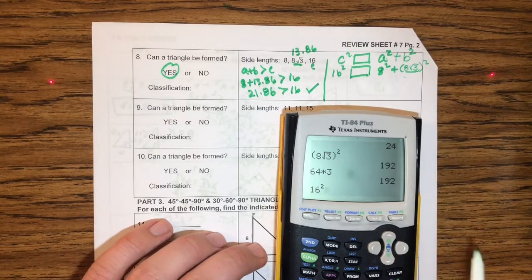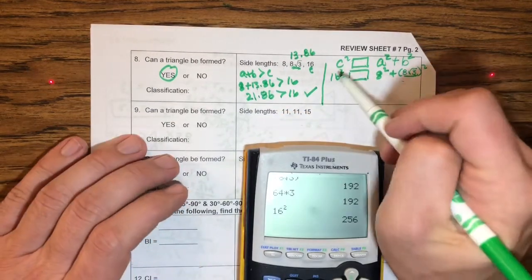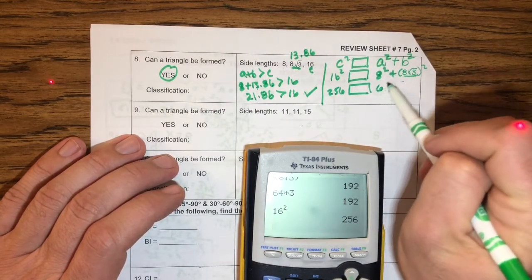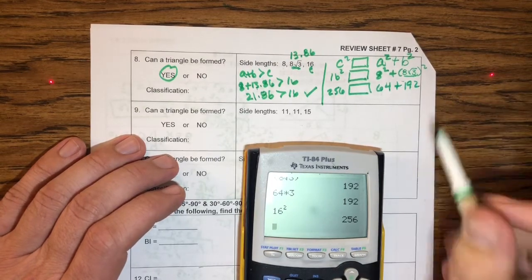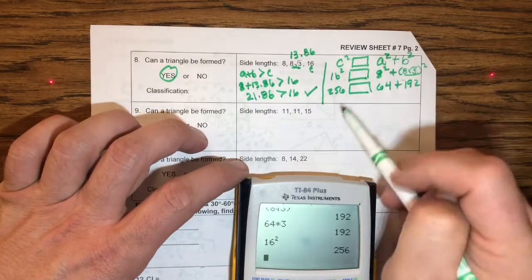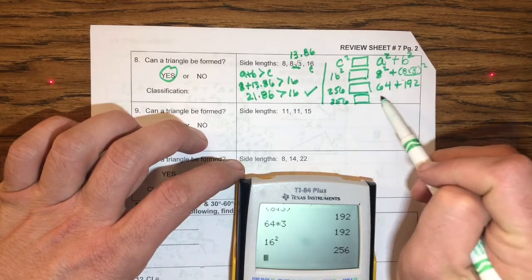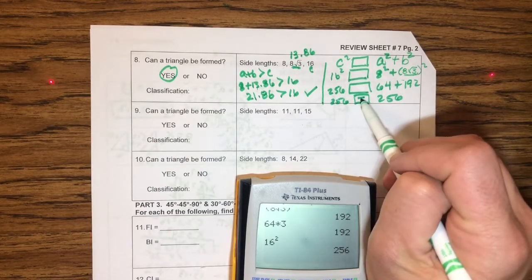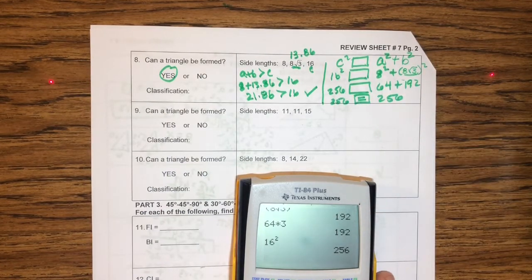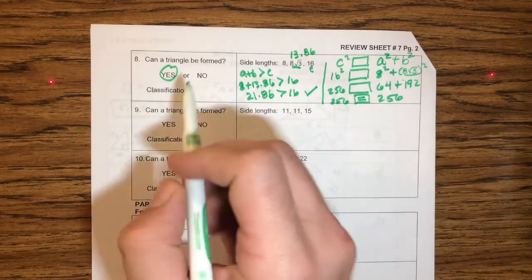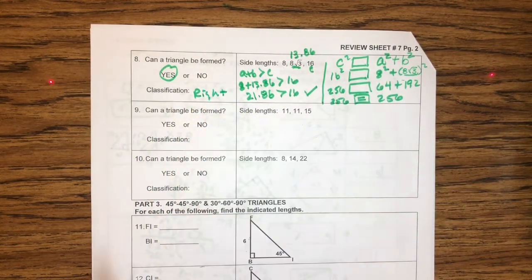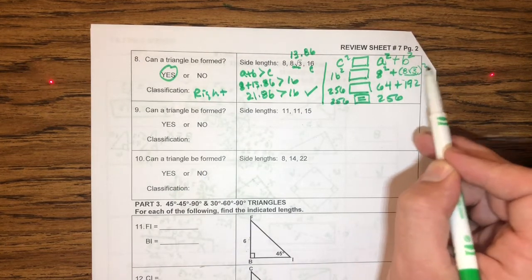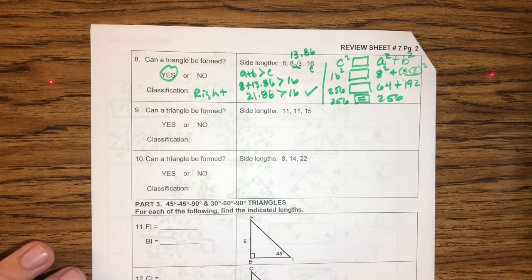Okay, I need to check the 16 squared. So what we get here, 16 squared is 256, compared to 64 plus 192. And 64 plus 192 is 256. What goes in the box? Equals. And if it's equals in the box, then this triangle would be a right triangle. So I really wanted to look at that to talk about that 8 square root of 3 and squaring it. So that was a popular question today.